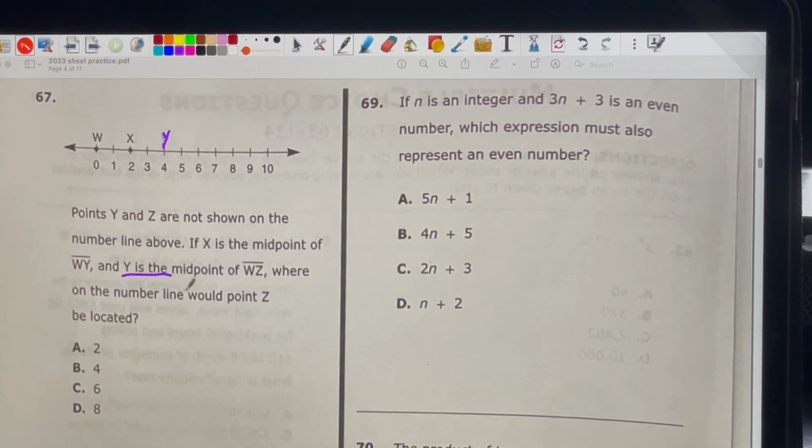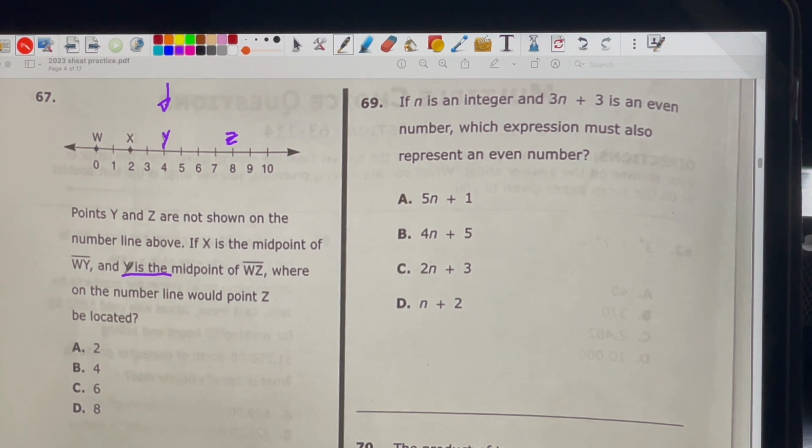Where on the number line would Z be located? Wait a second. If X is the midpoint of WY and Y now, this guy, is the midpoint of WZ. Well, how many units to the left of Y? There's 1, 2, 3, 4, right? So between WY is 4 units. So that means WZ will be a total of 8 units. So 1, 2, 3, 4, and here is Z.